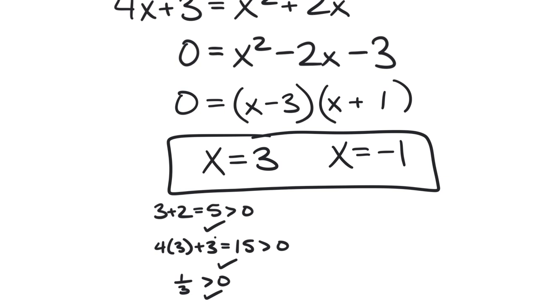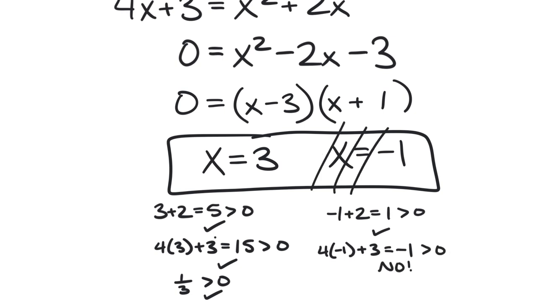When I check the next one, this is going to be negative 1 plus 2, which is 1. That's fine. 4 times negative 1 plus 3. Well, 4 times negative 1 is negative 4. Plus 3 is negative 1. Is that bigger than 0? No. So right away, once I get a no, I'm going to go ahead and throw that one away. That's an extraneous solution. We just have x equal to 3 as a solution to our logarithm.